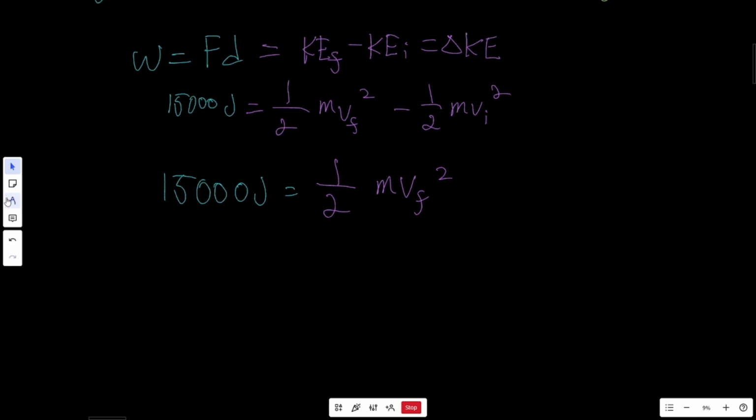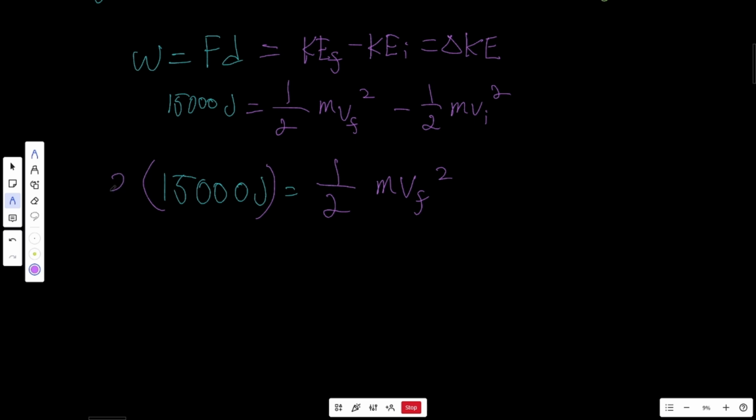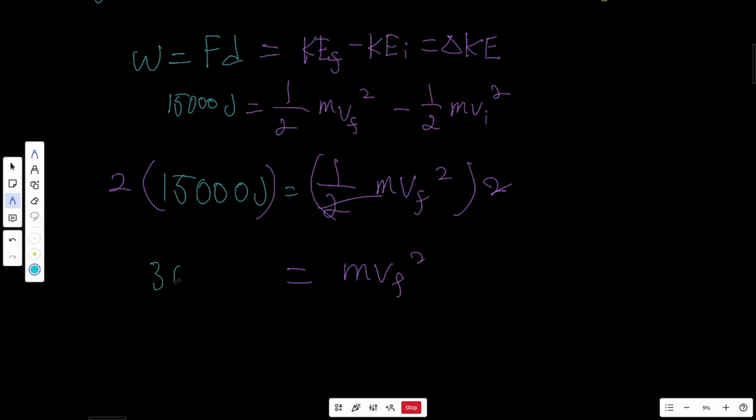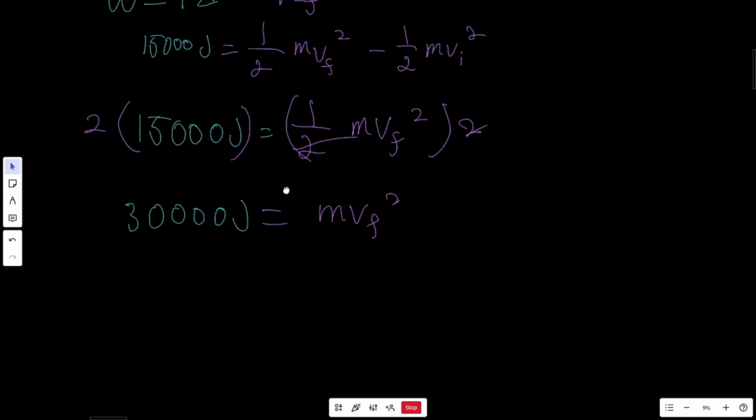So from here, we just have to derive. We're looking for VF, so we're just going to isolate it. And how do we do that? We start with multiplying both sides by 2. Now these 2's will cancel out, and we're going to be left with mvf squared is equal to 30,000 joules.